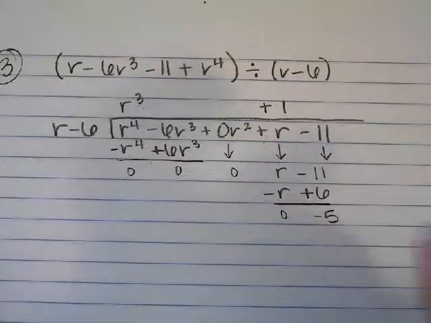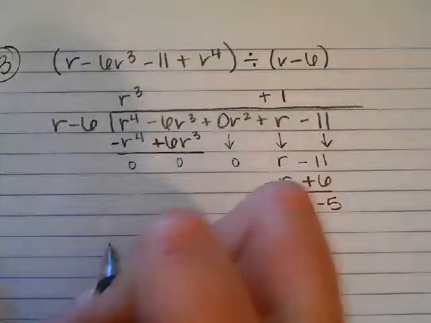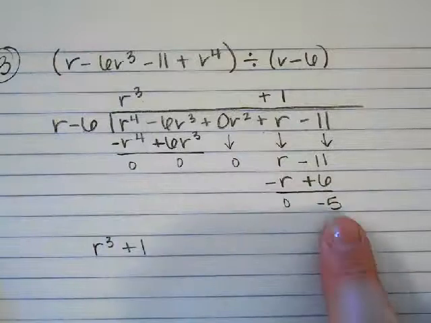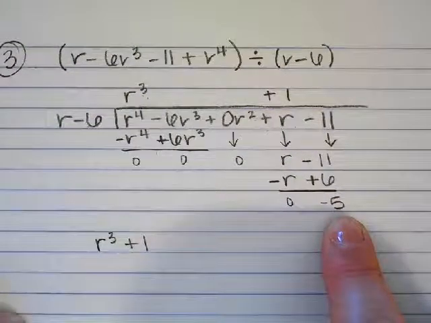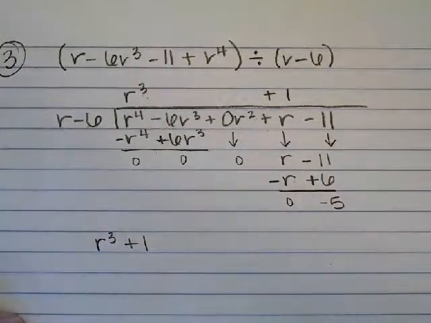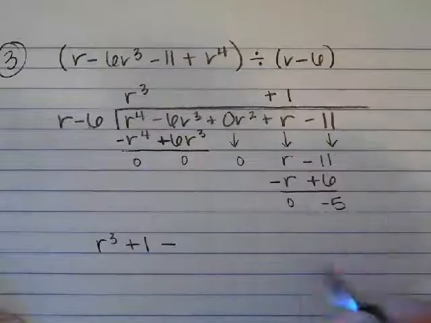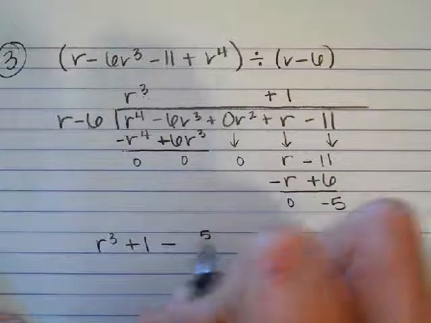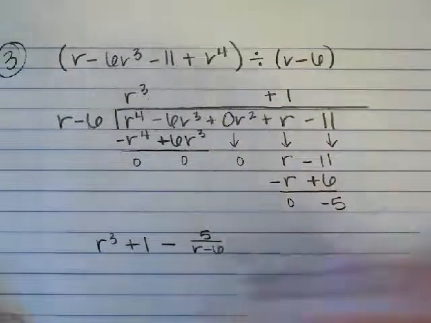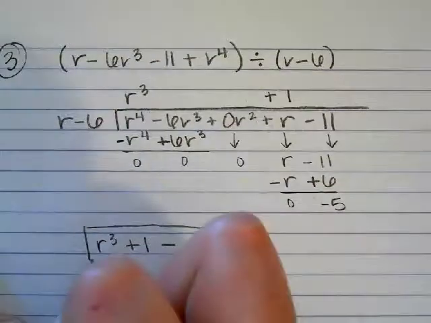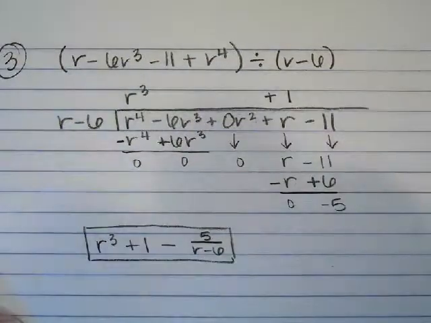All right, so we're going to say our answer is r to the third plus 1, and then since our remainder is negative, we're going to subtract the fraction at the end. So minus, what'd you say, Alex? This graph? There's our answer.